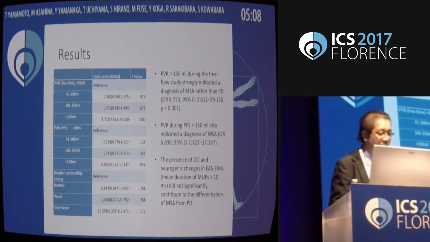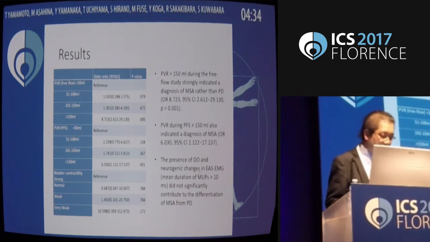So this is the result of the logistic analysis. I'm sorry, it is a very busy table. Our result is that a postvoid residual larger than 150 milliliters during the free flow study strongly indicated the diagnosis of MSA rather than PD. The odds ratio was 8.7. And PVR during the pressure flow study larger than 150 milliliters also indicated the diagnosis of MSA.